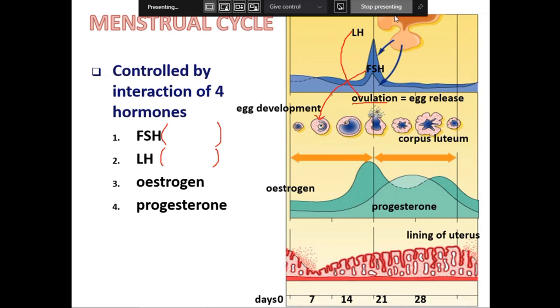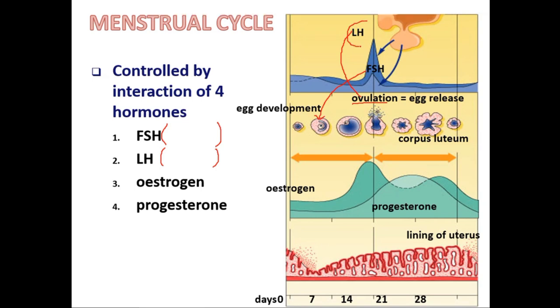Okay, so two hormones, LH and FSH, come from the brain. Where in the brain? The pituitary gland. So please remember that, guys. And what does LH do? It stimulates ovulation, and FSH will stimulate the follicles.